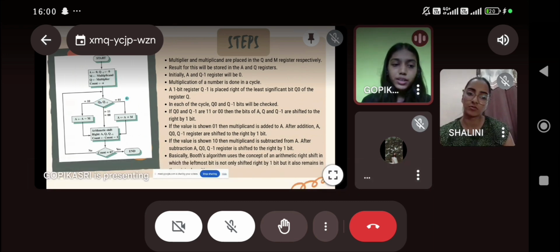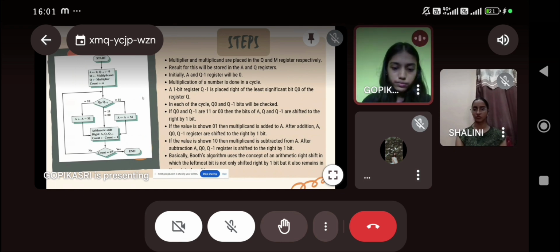The multiplier's last digit, which will be either 0 or 1, and the Q minus 1 value will be checked for these conditions. If it is 0, 1, the condition will be A plus M. If it is 1, 0, the condition will be A minus M. If it is 1, 1 or 0, 0, you can simply use the right shift operation. And that's it about the flowchart. As Shalini explained before, these have similar conditions.